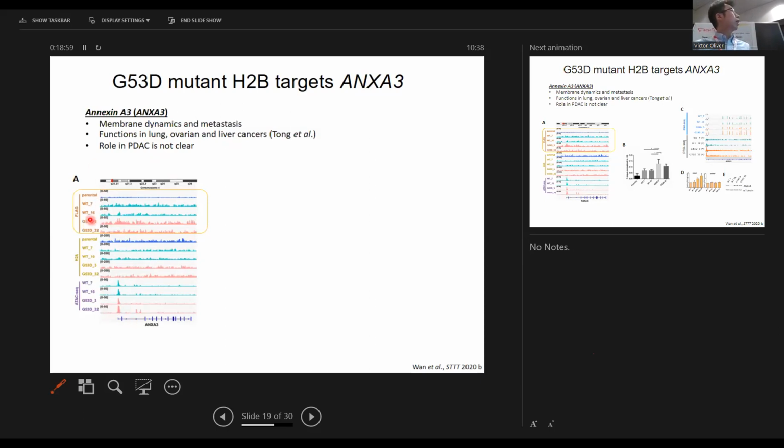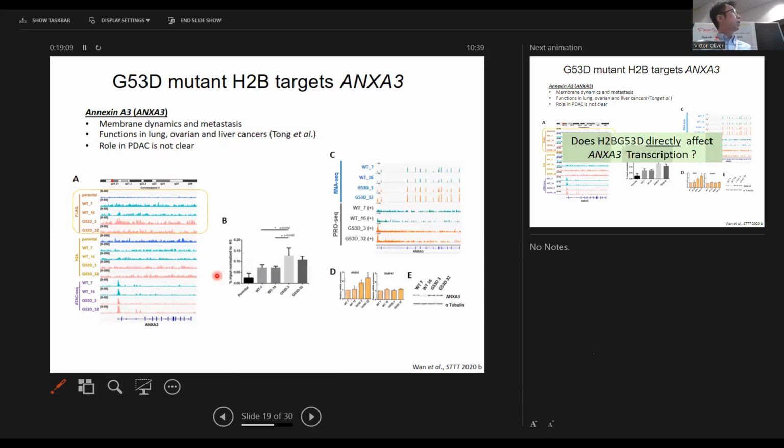We find that H2B G53D is enriched at the ANXA3 locus. We also performed qPCR to confirm that there is enrichment of the mutant H2B at this locus. We have RNA-seq and PRO-seq showing that transcription of the ANXA3 gene is increased in the mutant cells, and a Western blot showing that ANXA3 expression is increased.